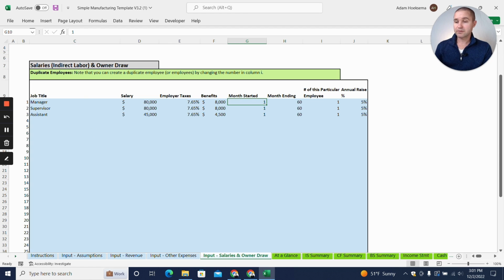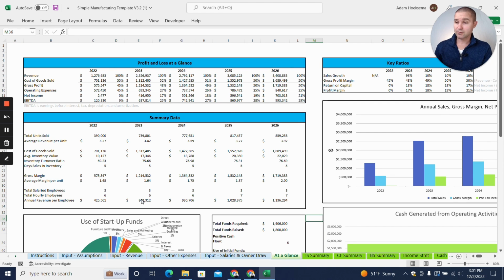You can pick what month each position would start and end, and what their annual salary is, and how many of that particular employee. So let's say you had 2 supervisors, for example, you could just change this to 2. And then you can enter in an annual raise percentage. Once you do that, we're back to where we started here at a glance, and you can see what your forecasted projections look like for the next 5 years.